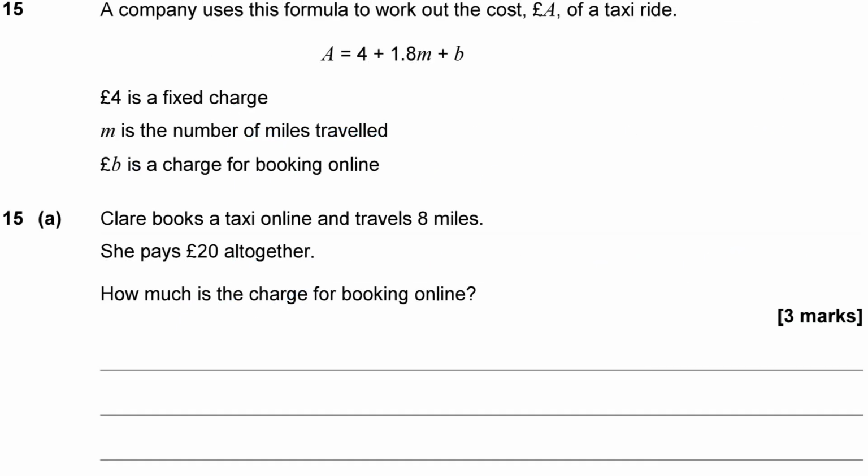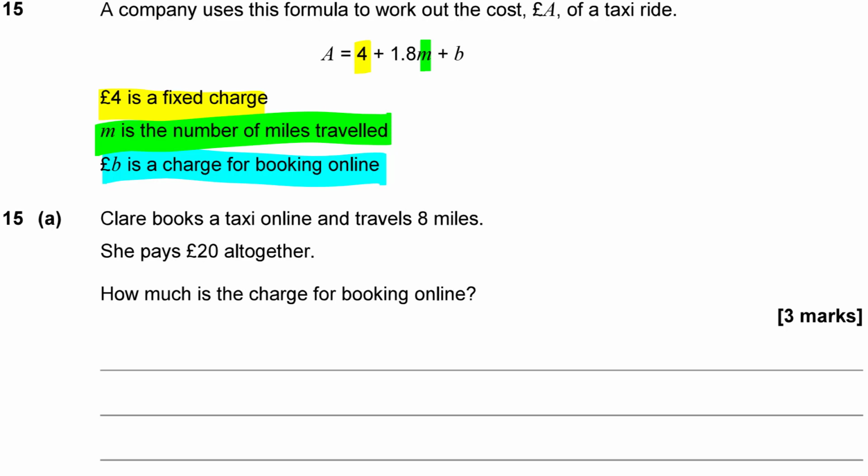Question 15. A company uses this formula to work out cost A of a taxi ride. So cost A is equal to 4 plus 1.8 times M plus B. £4 is a fixed charge, so that's that bit there of the calculation. M is the number of miles travelled, so you times that by 1.8. So basically you're being charged £1.80 per mile plus the fixed amount of £4. And then B is the booking charge online, so then you also have to pay that amount on the end.